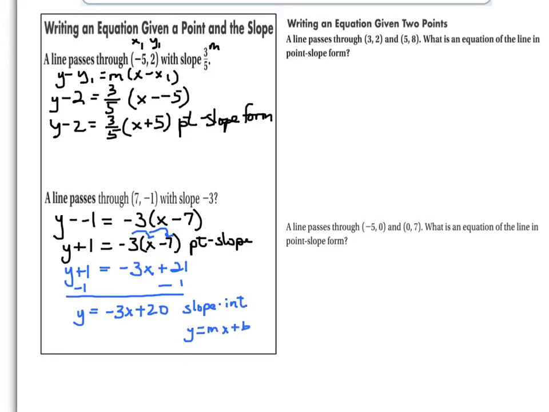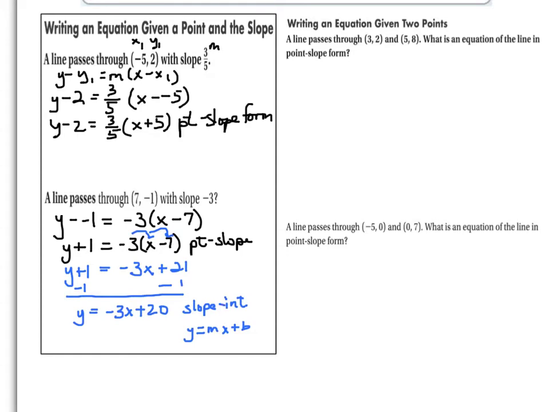Okay, so they could ask you to write it in point-slope form. They could ask you to write it in slope-intercept form. If they don't give you directions on how they want you to write it, you can leave it in either one. Okay. Point-slope form is probably the easiest to use with a point and a slope. Slope-intercept form is probably the easiest to use when it comes to graphing. Alright, now let's take a look at these next questions.